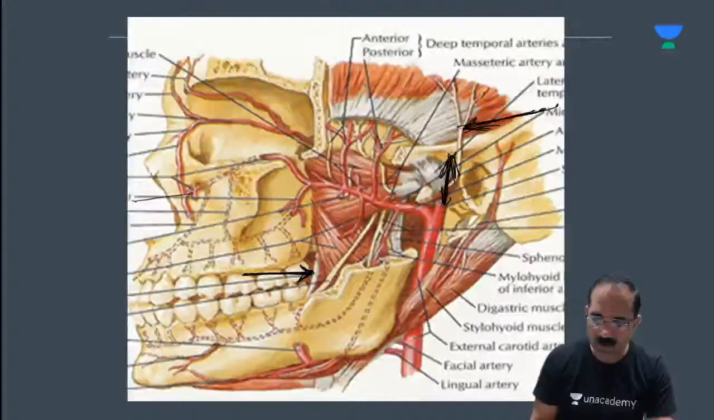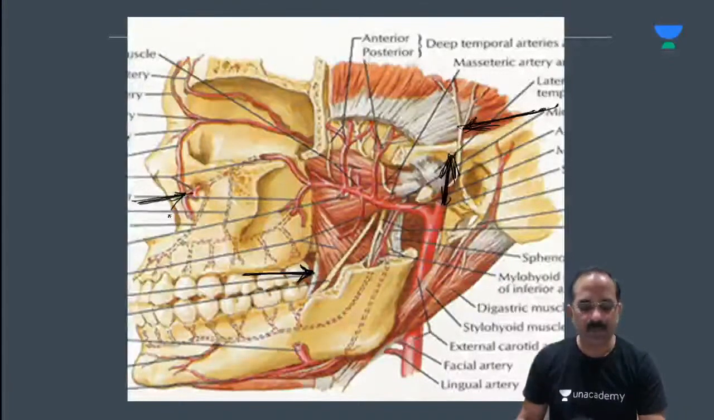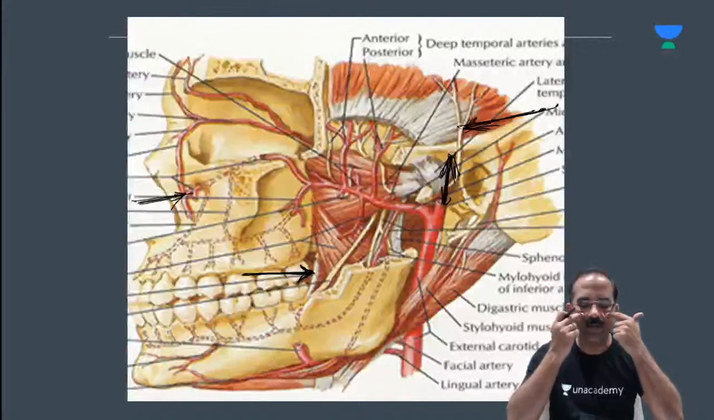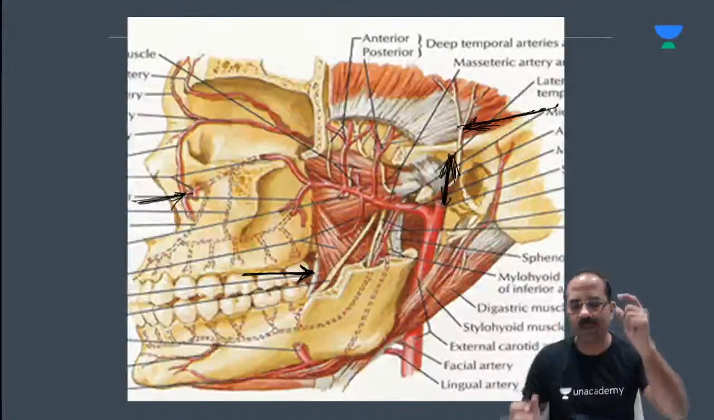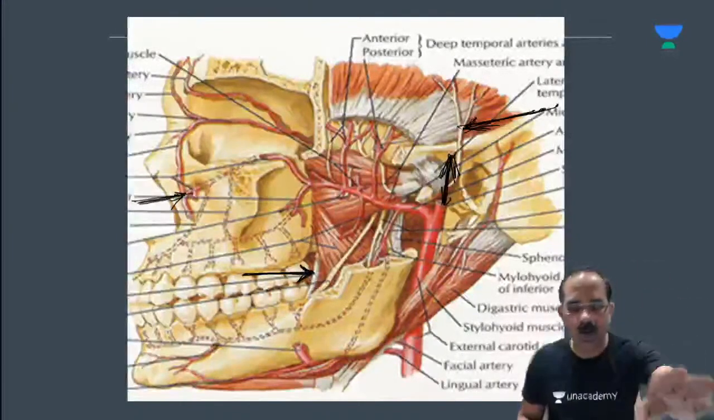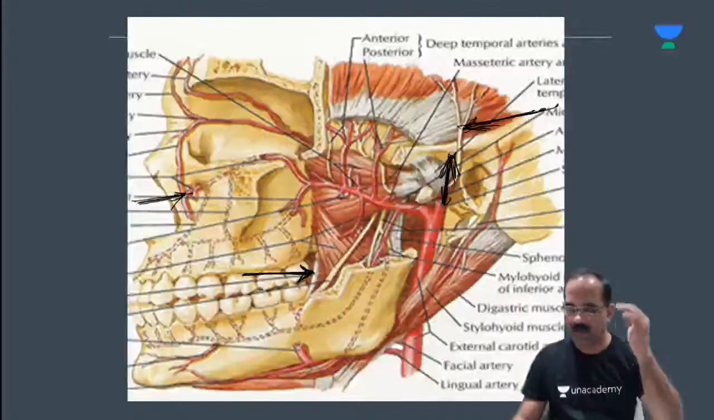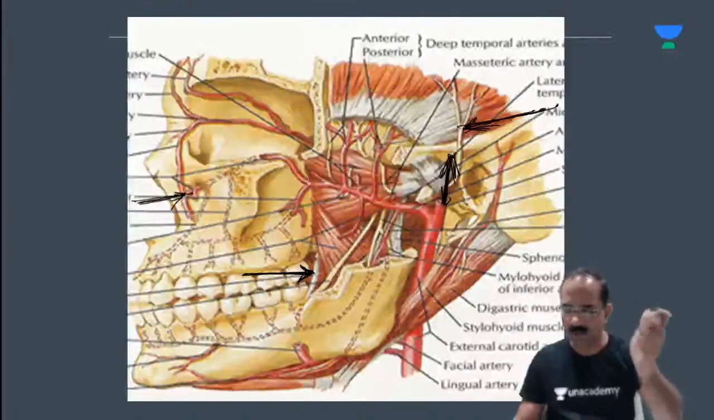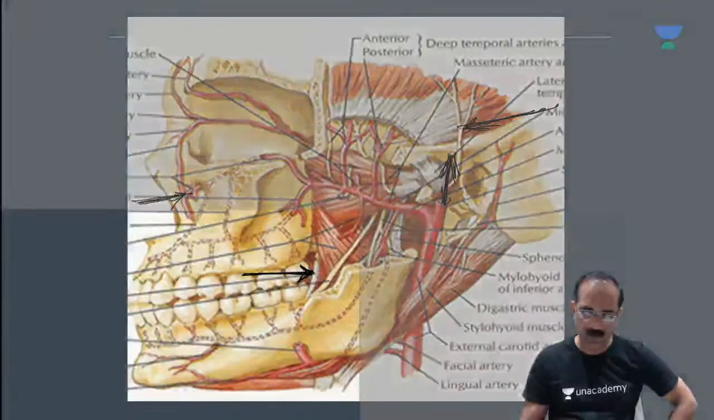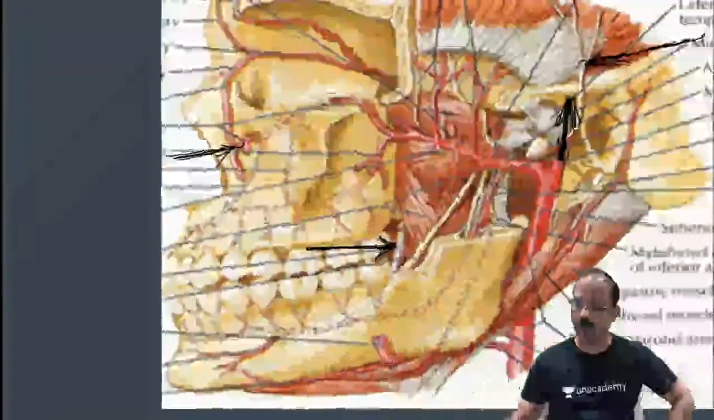Tell me, what is this artery? Yes, very good. What is this artery which comes out through the infraorbital foramen? From the infraorbital foramen comes a nerve and an artery. That's the infraorbital artery. And the nerve which comes out through the infraorbital foramen is the infraorbital nerve. Infraorbital nerve and infraorbital artery. Perfect, perfect. Okay.